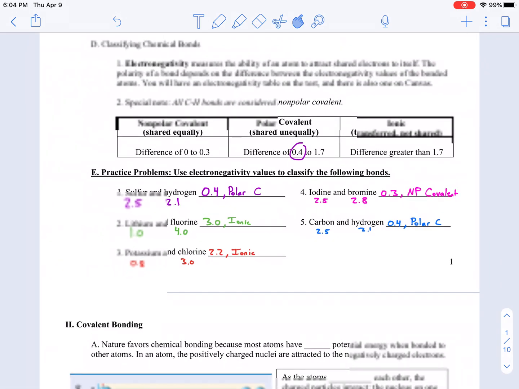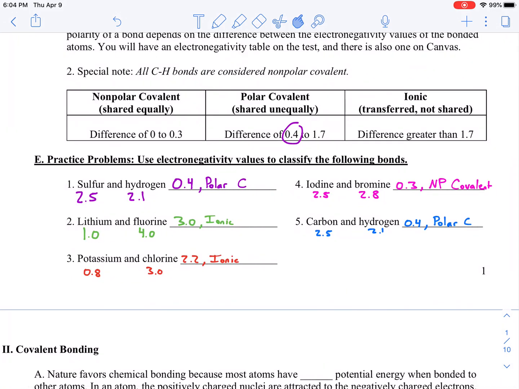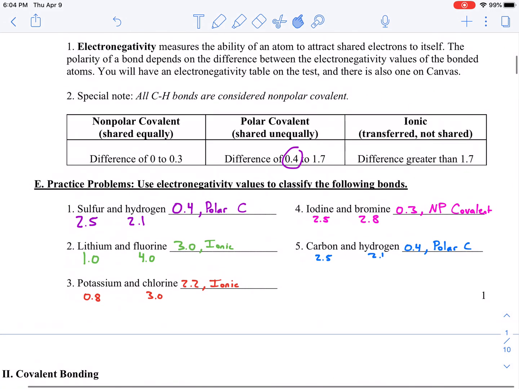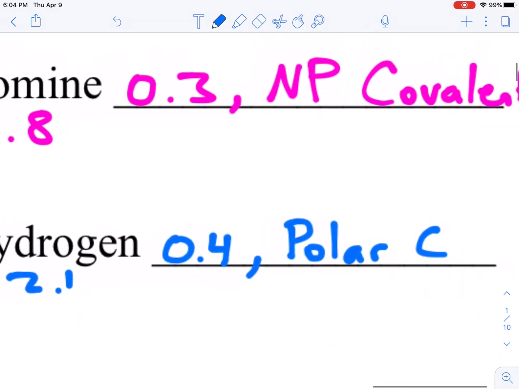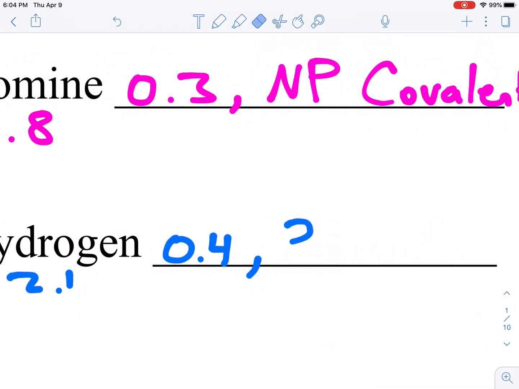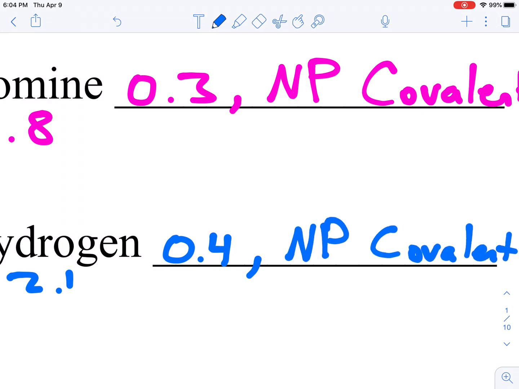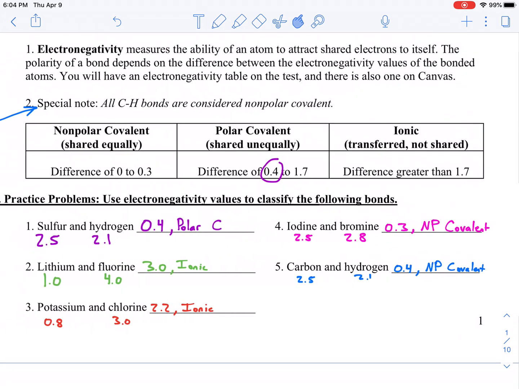but then you say, wait a second here, I know something, which is that in biology we said hydrocarbons are always nonpolar. What the heck is going on? And so what's going on is that there's a special case. It turns out that even though hydrogen and carbon have this difference, hydrocarbons are always nonpolar. So there's one exception to these rules we're learning, which is that hydrocarbons need to be considered nonpolar covalent, even though they have a slightly larger difference in electronegativity than we would expect.